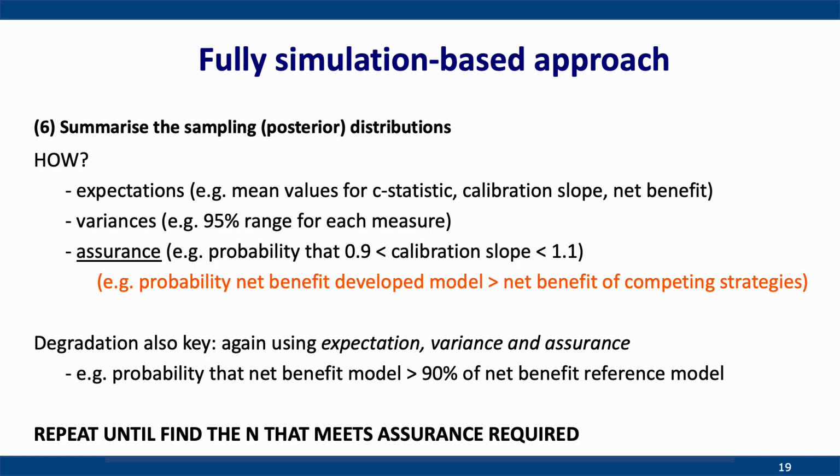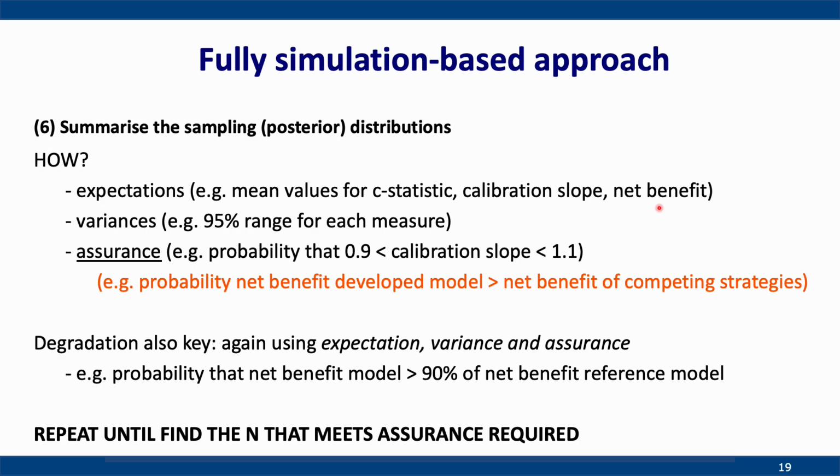So in the past, in our previous calculations, for example in pmsampsize, we focused on expectations. So what's the expected shrinkage factor? We're targeting an expected shrinkage factor of 0.9. Or we're targeting an expected confidence interval width around the overall risk of 0.1 or 0.05. So we can still do that. So we can look at those posterior distributions and say, okay, for that sample size that we've looked at, what's the anticipated mean value of the C statistic or the calibration slope or the net benefit?